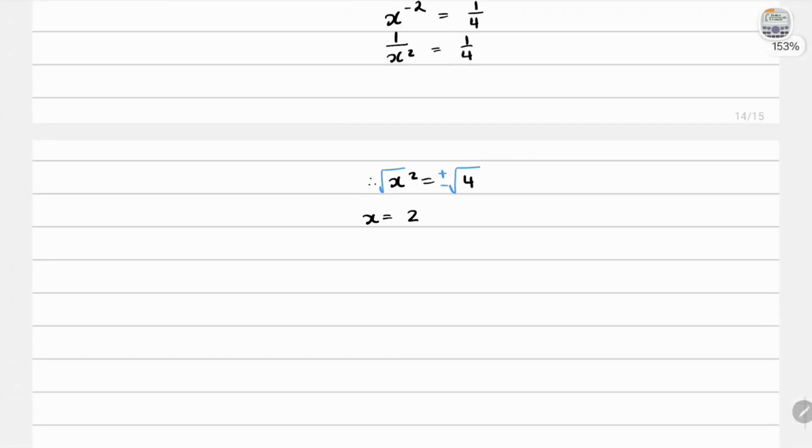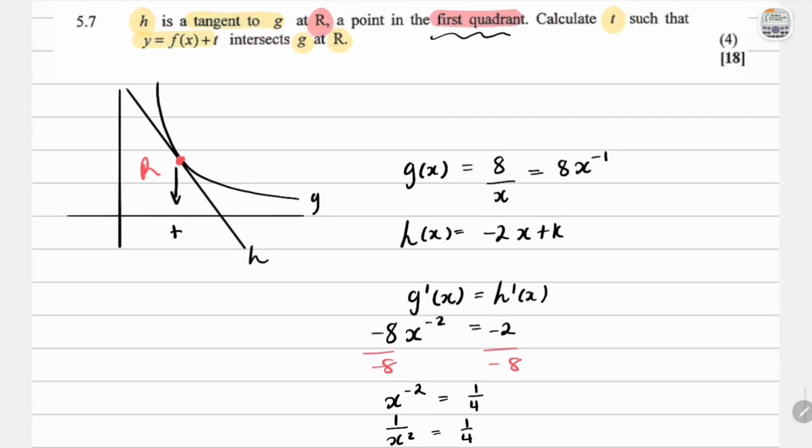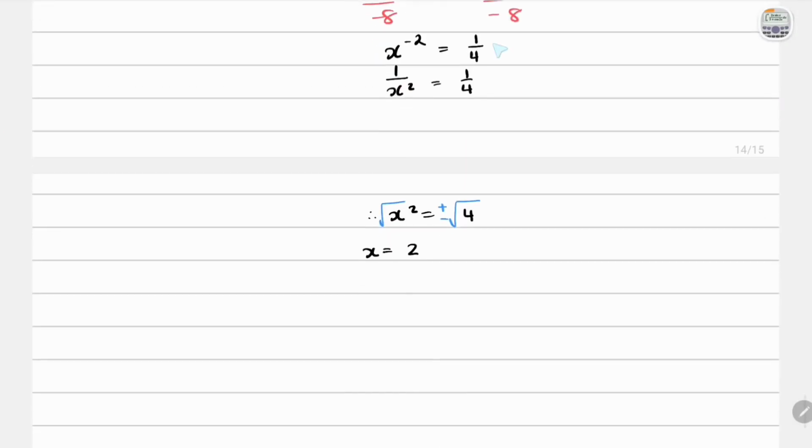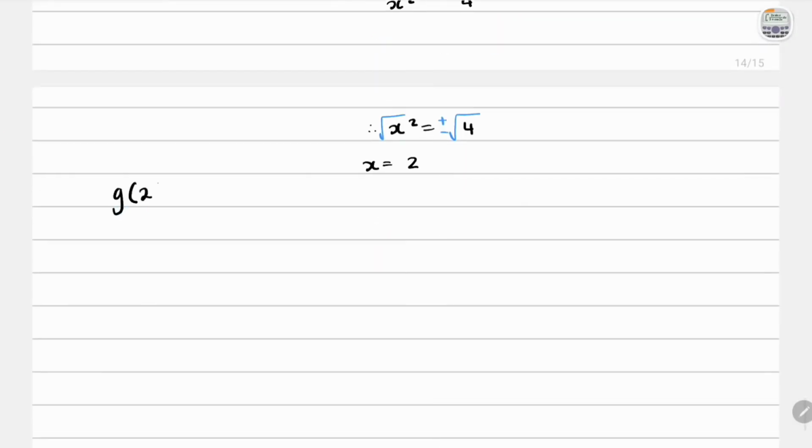Okay, now that we know the x value, we can simply find the y value. Remember, it lies on g and h. Now, even though we don't have k here, we have g. We have the full equation of g. So let's substitute that 2 in here and we'll find its y value. Okay, so that's g of 2, which is going to be 8 over 2, which is equal to 4. Okay, so now we know what R is. That point of intersection is at (2, 4).